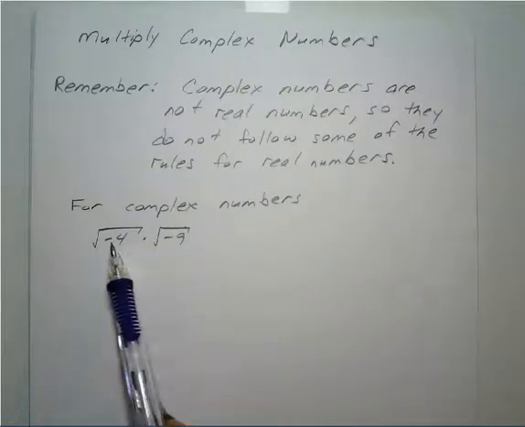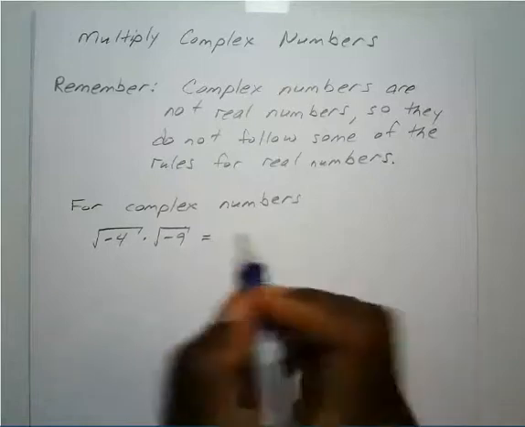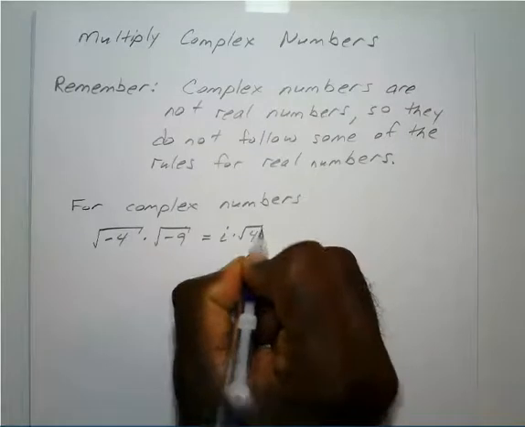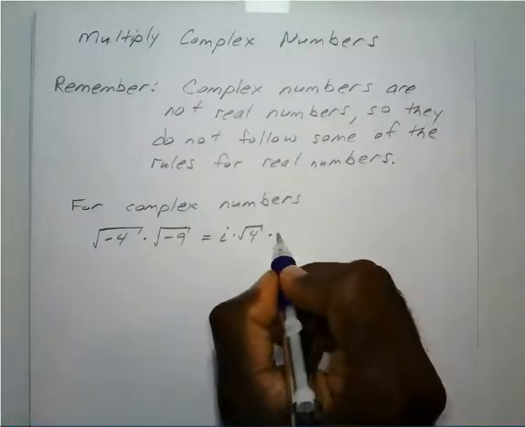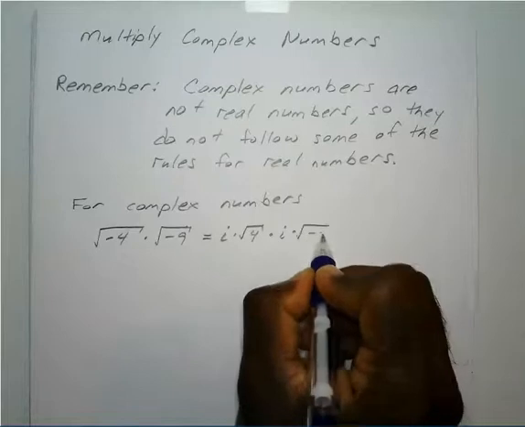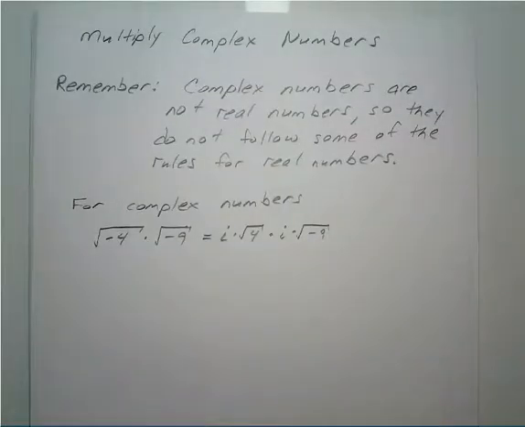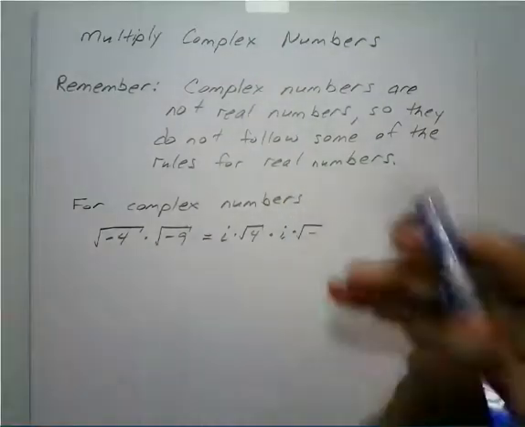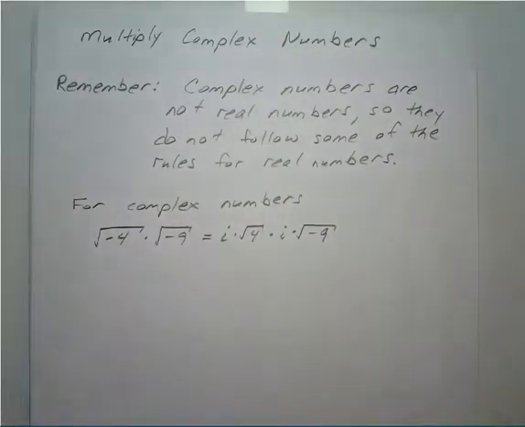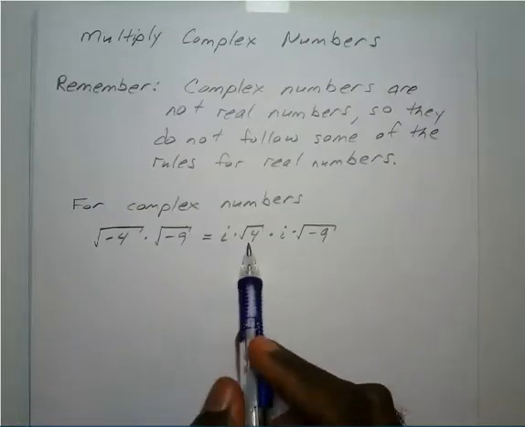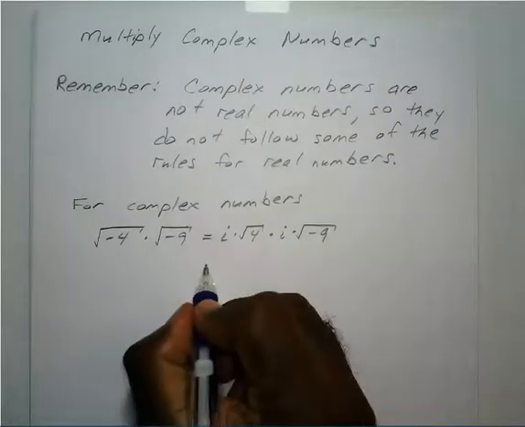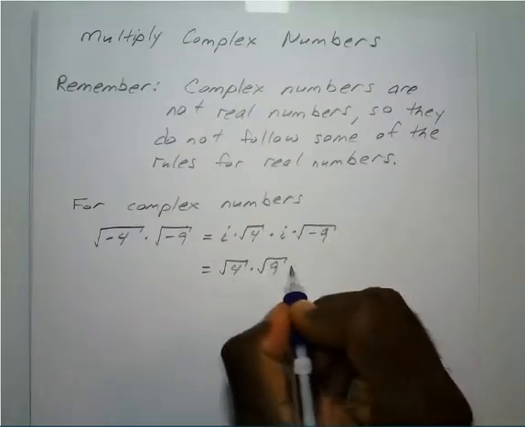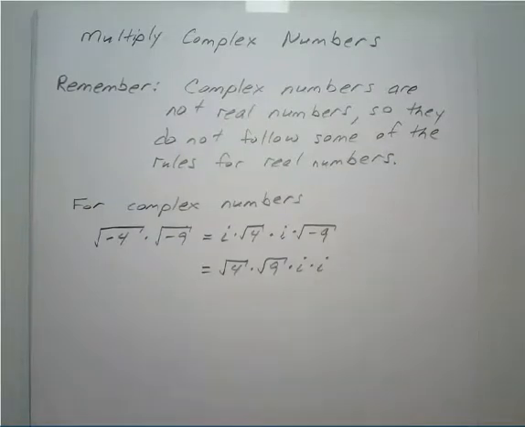Now you could do that a little bit differently, because remember, this is just i times square root of 4 times i times square root of 9. So let me make this a little bit clearer. There we go. And remember, multiplication is commutative, so we can switch those all around. So you have square root of 4 times square root of 9 times i times i.